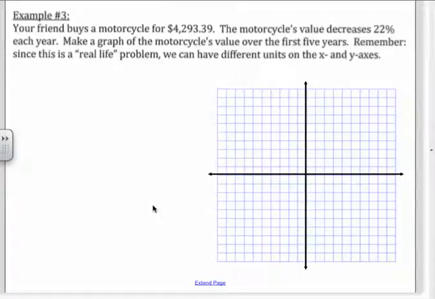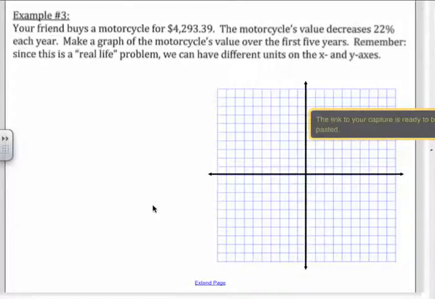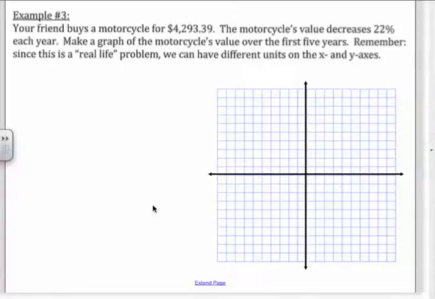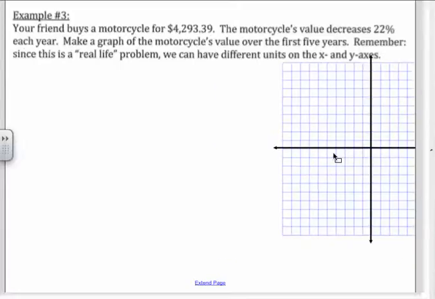Okay, folks, example 3 says your friend buys a motorcycle for $4,293.39. The motorcycle's value decreases 22% each year. Make a graph of the motorcycle's value over the first 5 years. This is just like example 2, okay? It says, remember, since this is a real-life problem, we can have different units on the x and y axis. Okay. So, guys, we're not really doing anything different here.